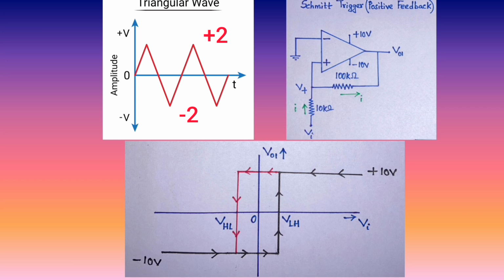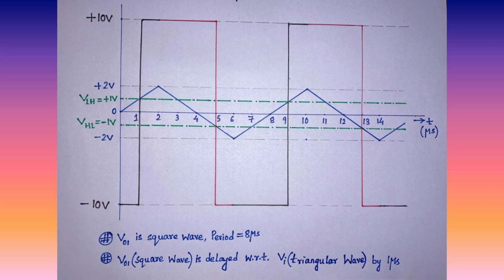Okay, and because of positive feedback, it is always going to be saturated. Let us assume my initial VO1 voltage is minus 10 volt and my V plus was less than 0 volt. As my input, which is given with a blue line and is a triangular waveform, crosses plus 1 voltage, then my V plus crosses 0 voltage and becomes greater than 0 voltage. Then my output flips from minus 10 volt to plus 10 volt.